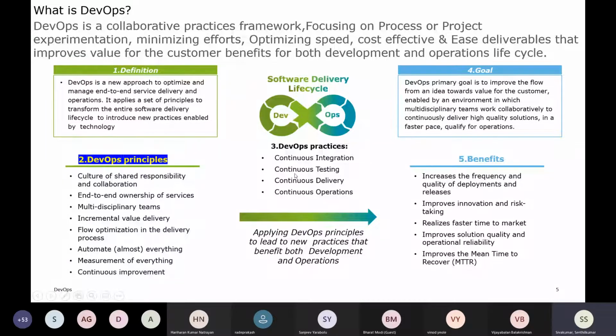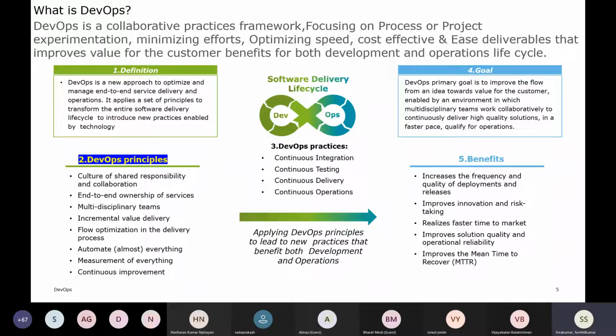And if you know these three things, what will be the next thing? It's the goal. Now you understand our definitions and you understand the principle. Based on these two areas, if you are going to achieve this best practice, what will be the goal? DevOps' primary goal is to improve the flow of an idea towards the value for the customer, enabled by an environment in which multidisciplinary teams work collaboratively to continuously deliver high quality solutions at a faster pace, with quality of operations. Then the last one is benefits.